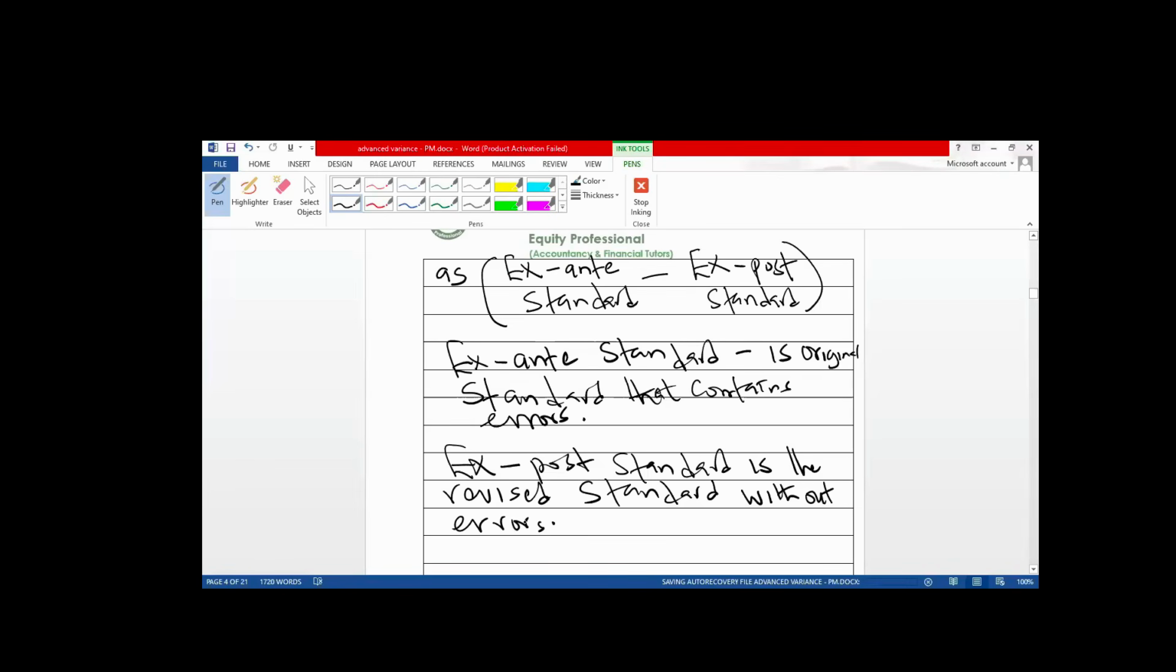So please don't forget, the examiner can tell you to calculate price planning variance. That is, we want to know the amount of errors in our pricing. If I say calculate price planning variance, I'm asking you to tell me the amount of errors in my price forecast.